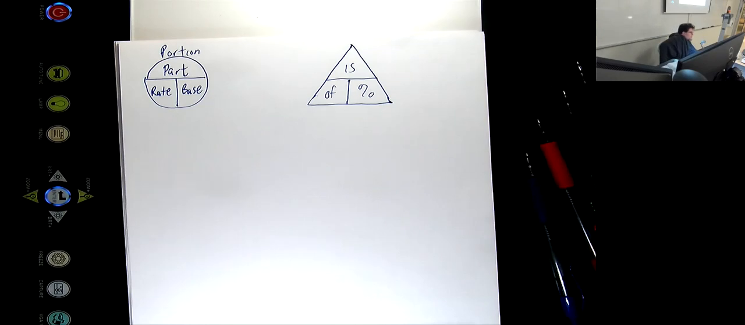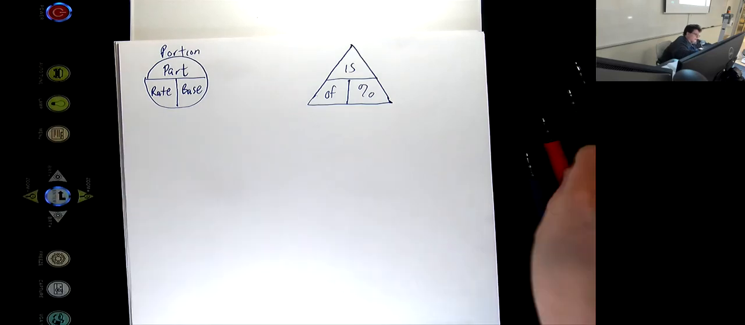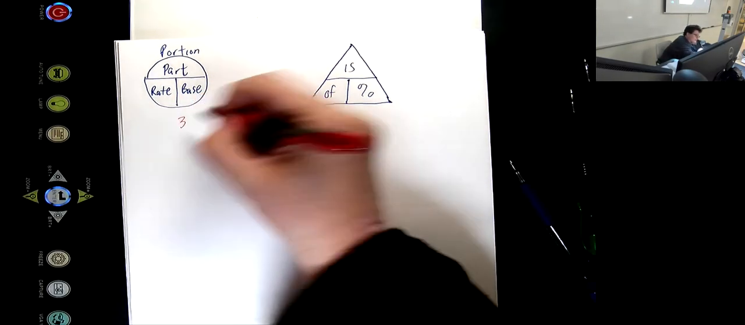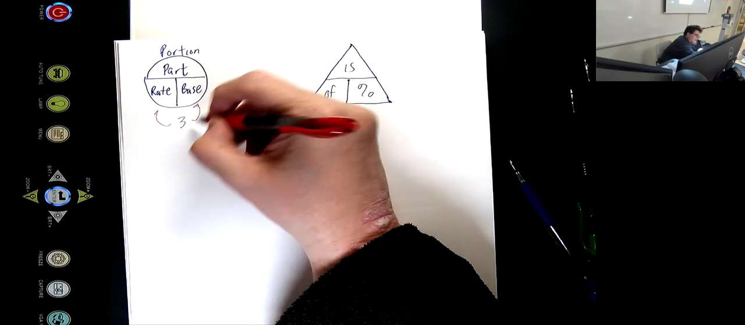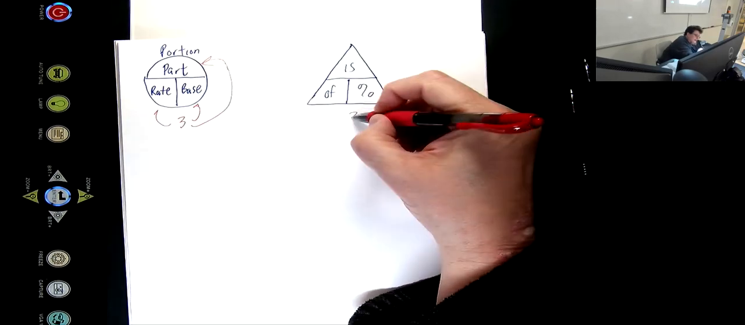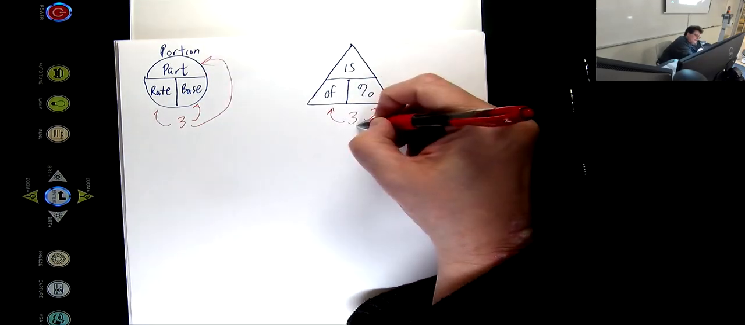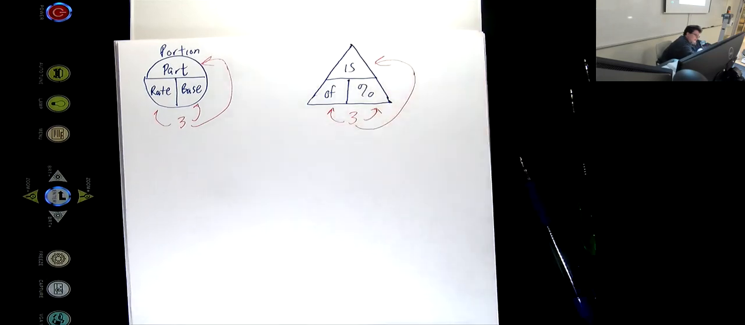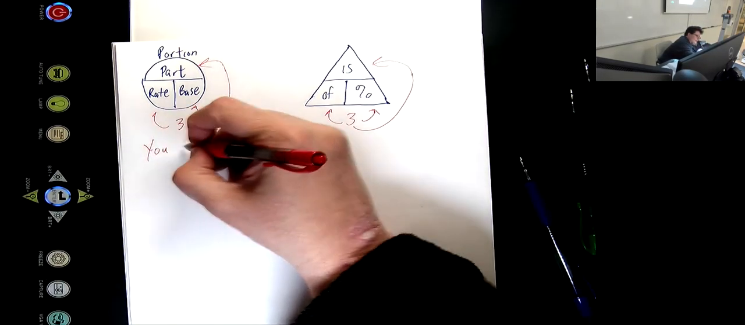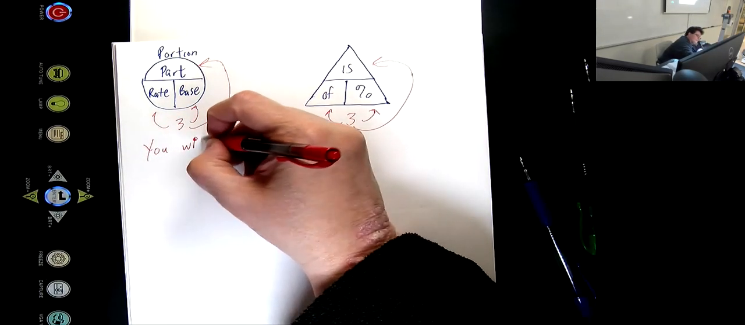And how it works is each of these has 3 components, and you will almost always have 2 of them. So 3 things on both of these. There, and there. Here I've got of, percent, or is. You will have 2 of the 3, and you have to find the third.